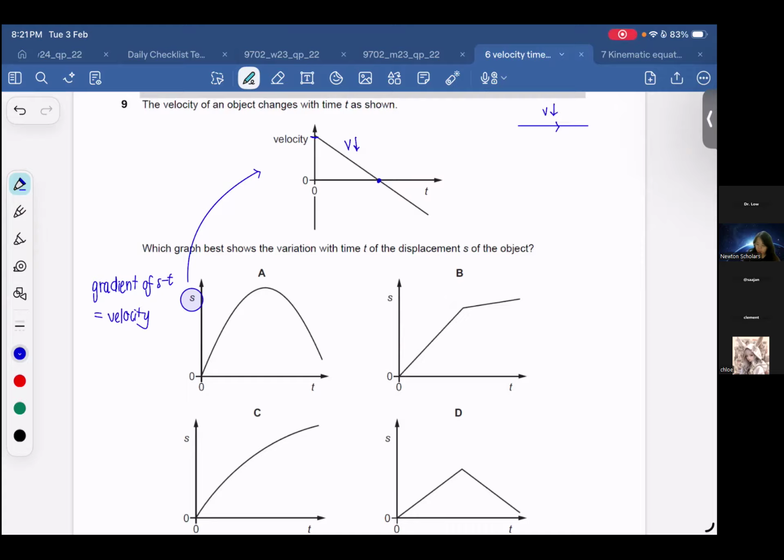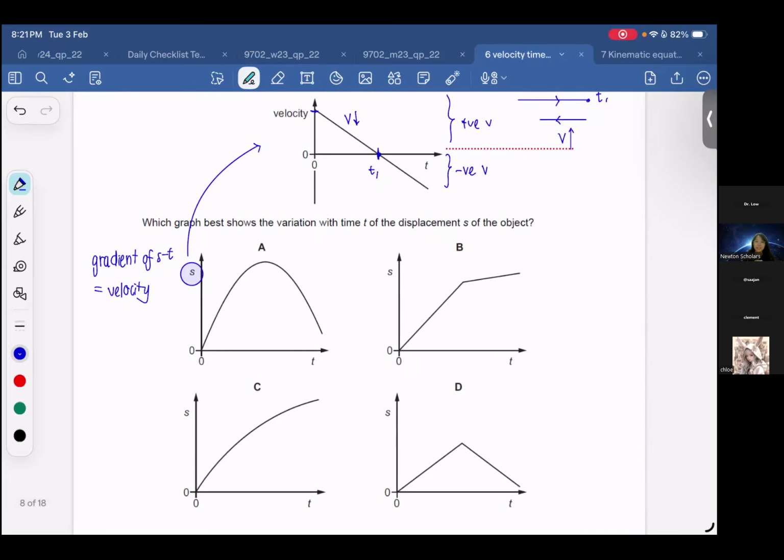Then after a certain time, let's say T1, it moves backwards, in the opposite direction, because this region is negative velocity, while here is positive velocity. That means moving backwards already. Moving backwards, the velocity is increased. So there are two sections in the graph. You ask yourself, velocity decrease.